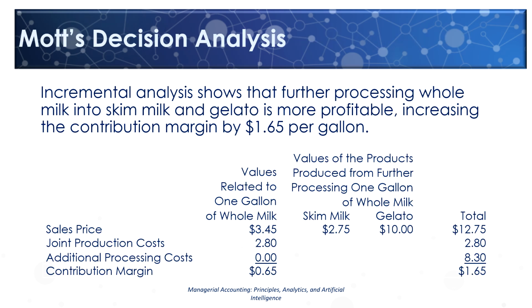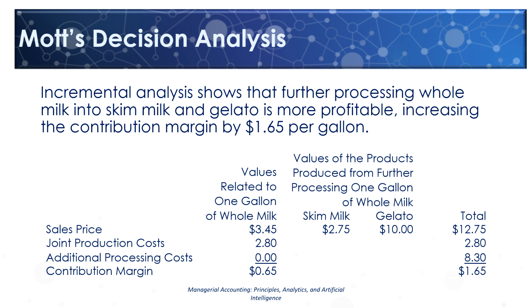You can see that the sales price of a gallon of whole milk is $3.45, and the production cost is $2.80 for a contribution margin of 65 cents per gallon of milk. If Mott selects to process further, skim milk sells for $2.75, but gelato sells for $10 per gallon of milk. That results in an increase in sales price to $12.75.